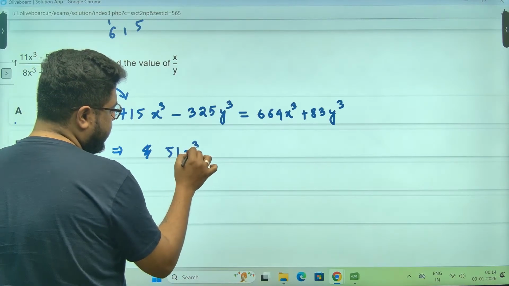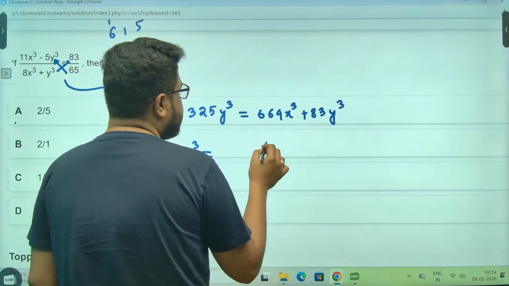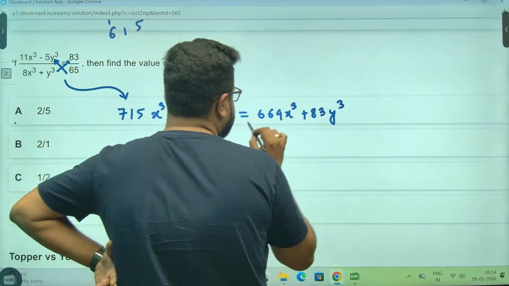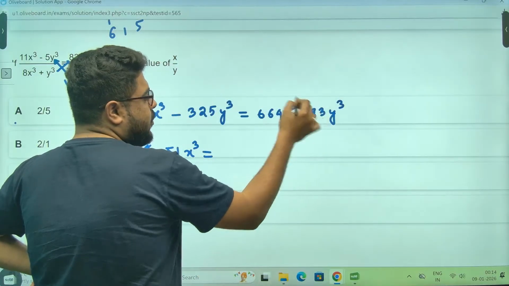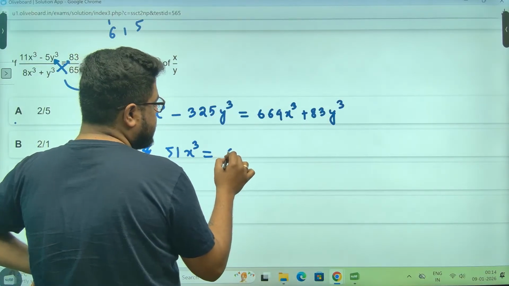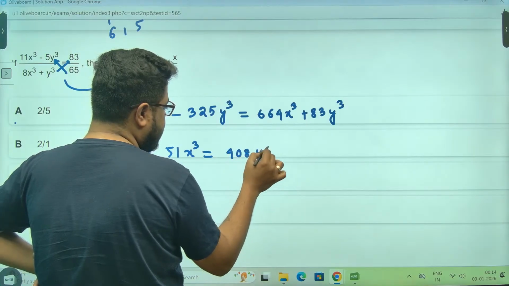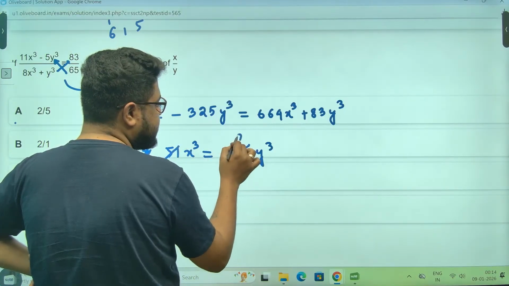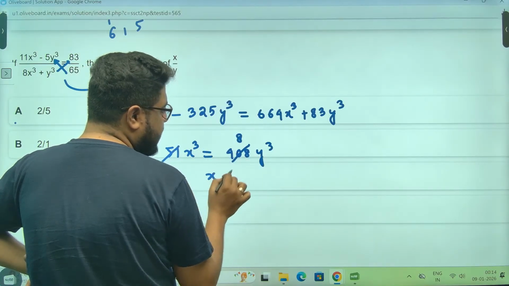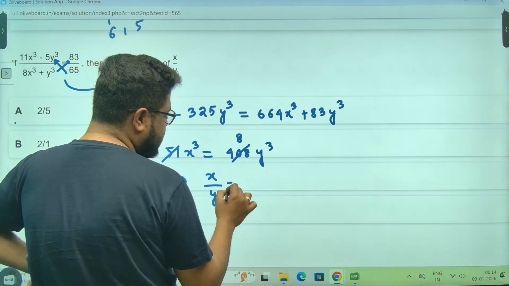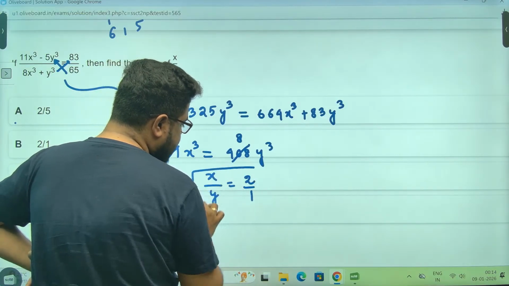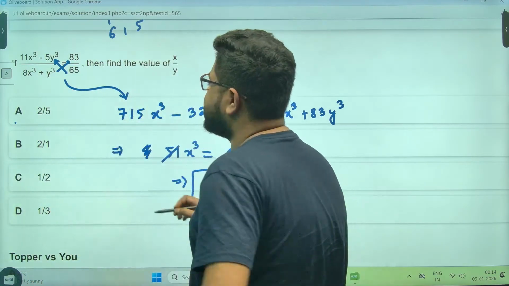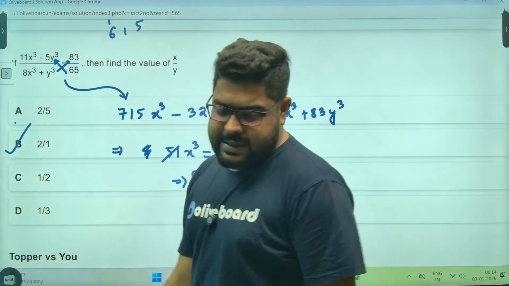51 x cube. This is giving us 325 plus 75 will be 400, and this is 8, sir. So 400 y cube, sir, this is 8 times. So x cube equals 8y cube, meaning x by y is 2 by 1, sir. I just did the cube root to both sides. Sir, 2 by 1, option B is the answer.